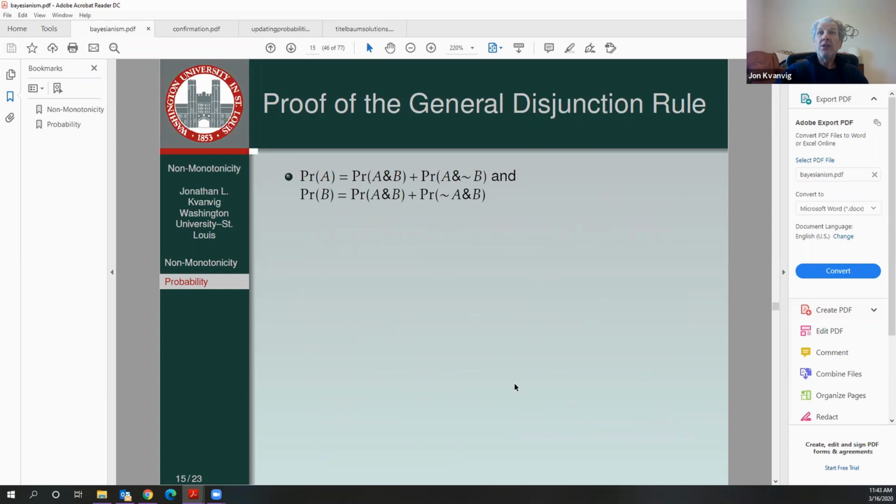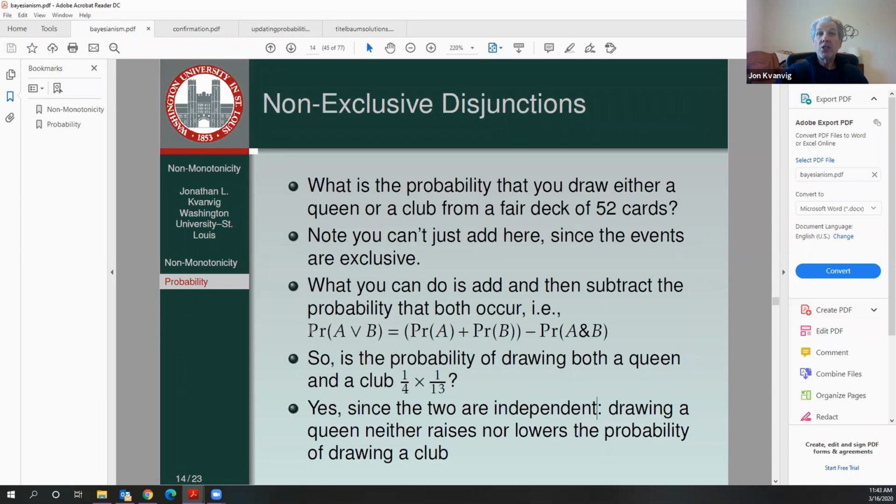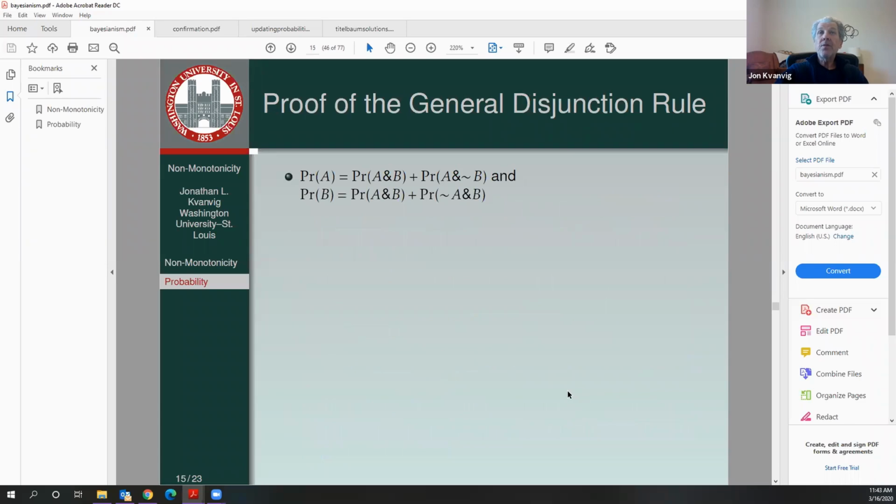So what can we do to prove this general disjunction rule? That when you have non-exclusive events, you add and then subtract the conjunction. Here comes the proof. Now this is going to turn out to be a recurring pattern in almost every major proof we ever use in probability theory. One thing that we're going to prove later on, we have not proved it yet, is that if two claims are logically equivalent, then they have exactly the same probability.